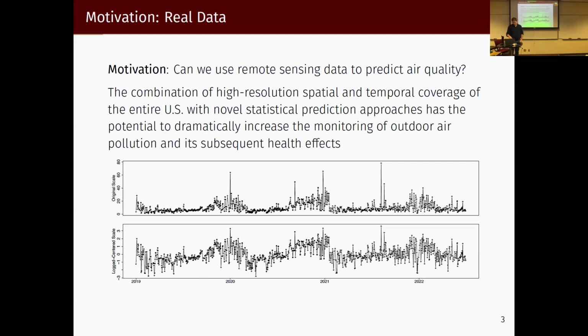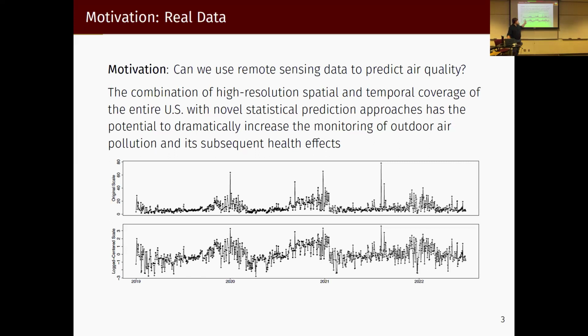This quote here is from my paper, but I didn't write it. My collaborator wrote it, so I thought it would be okay to use it. And it's an important problem because the combination of high resolution spatial and temporal coverage from satellite images with novel statistical prediction approaches has the potential to dramatically increase the monitoring of outdoor air pollution and its subsequent health effects. So the idea we're building towards is, can we use sparse air quality monitor data from cities and other places and build a map of air quality across the whole US or something like this?